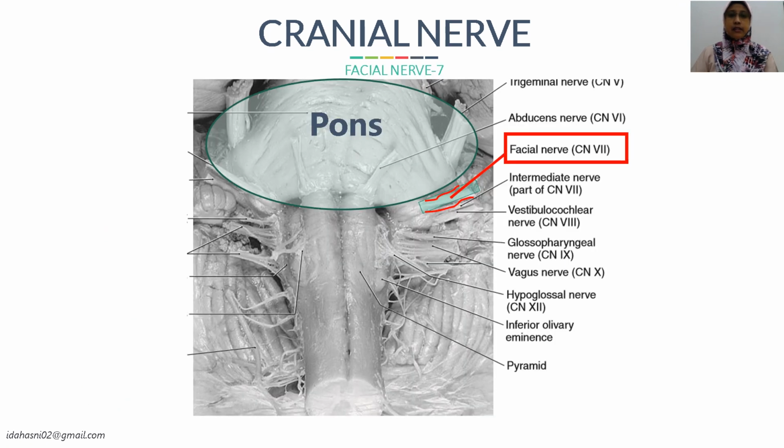Next is the facial nerve. This is cranial nerve number 7. The facial nerve motor nucleus is located in the pons, just rostral to the pons-medulla transition. So this is your pons. This is the junction between the pons and medulla, and this is your facial nerve.